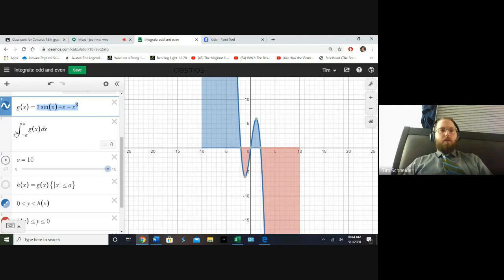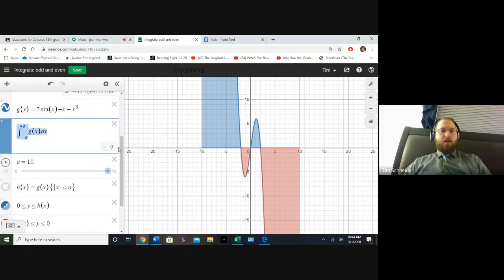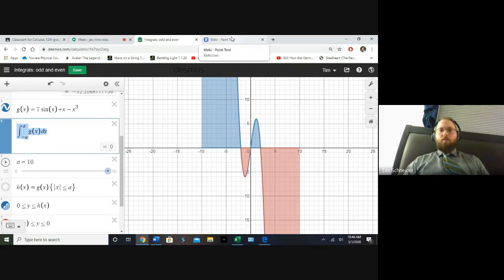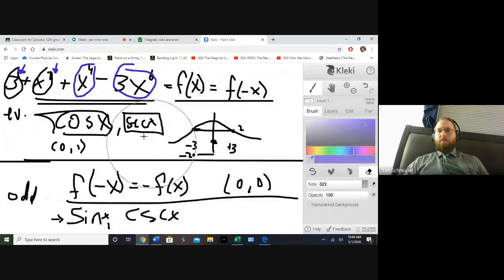And one of the things we talked about was that if it's odd, then taking the integral from negative a to a gives you 0. And we were talking about how the reason why is because you are mirrored across the y-axis, but wherever you have a positive on one side, you have a negative on the other side. Let's look at a little bit more of the algebra of what's going on with that.